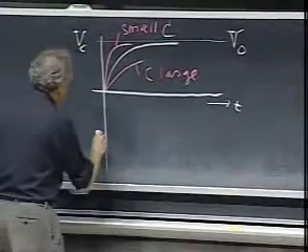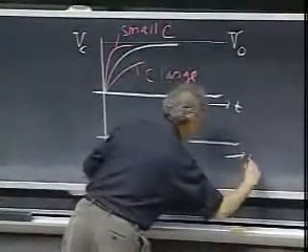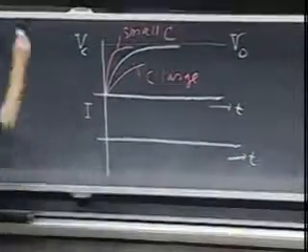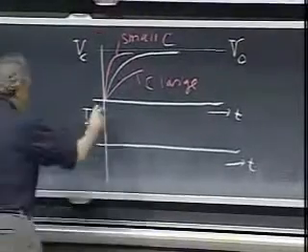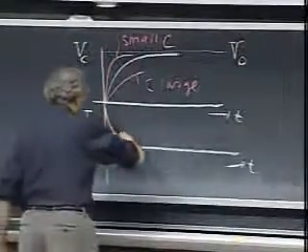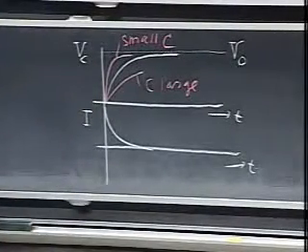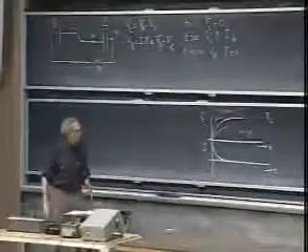The current, as a function of time, in the beginning the current will be high, but ultimately the current will die down when the capacitor is fully charged. So you expect something like this. So this you can do without any differential equations. Let's now do it the correct way.